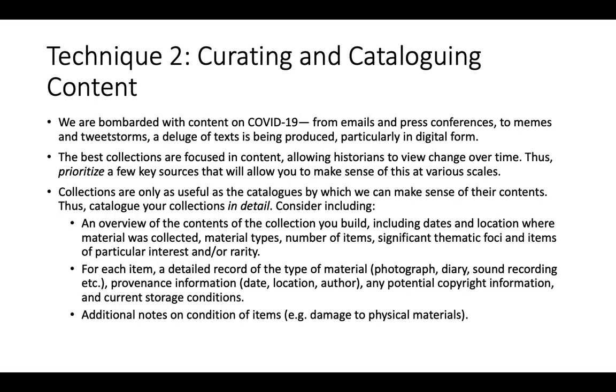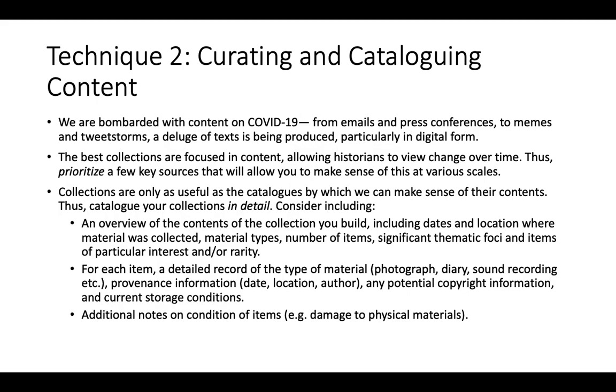The second thing is, what do we do with content that we ourselves do not generate? So here, curating and cataloging becomes really important. We're bombarded with content on COVID-19, from emails and press releases to memes and tweet storms. A deluge of text is being produced, particularly in digital form. The best collections from a working historian's point of view are focused on content so that historians can view change over time. So I would suggest that we prioritize a few key sources that will allow us to make sense of this crisis at various scales.